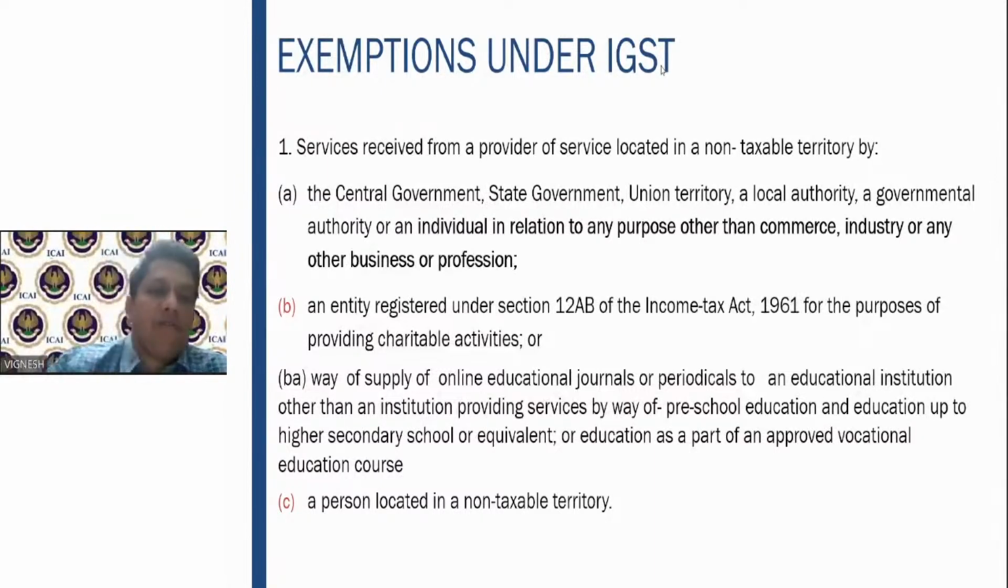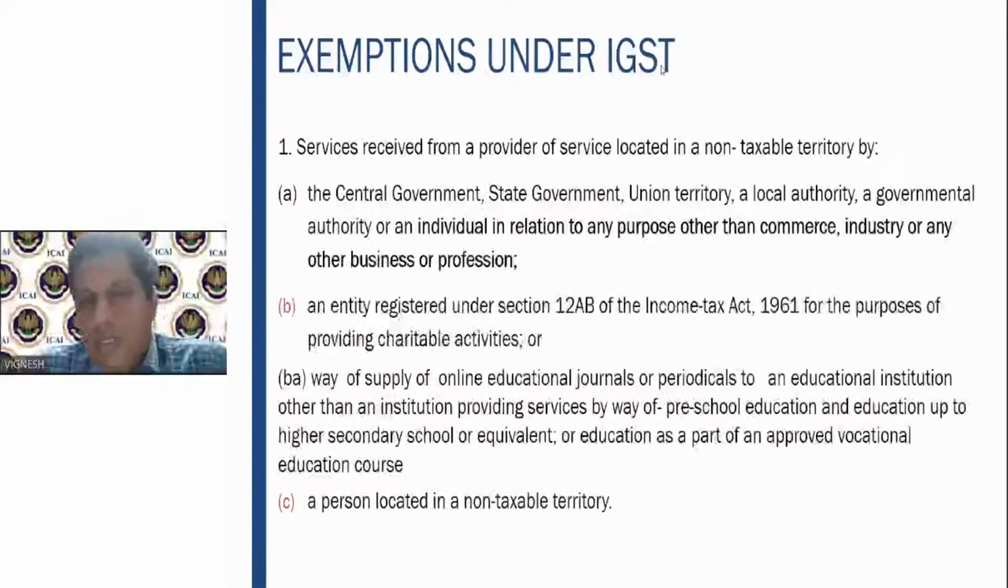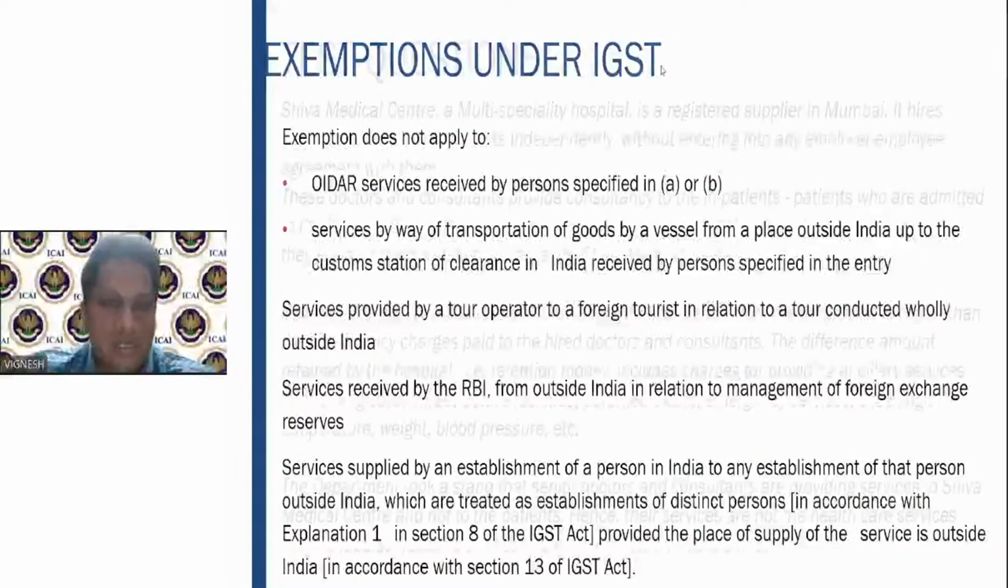Or BA, by way of supply of online educational journals or periodicals to an education institution other than an institution providing education by way of preschool education or education as a part of the approved vocational education course. So a provider of service located in non-taxable territory is supplying the online educational journals to these particular education institutions. That is also exempt. So the service provider is in non-taxable territory and the person receiving is also in non-taxable territory. That is also exempt because they are not connected to the taxable territory.